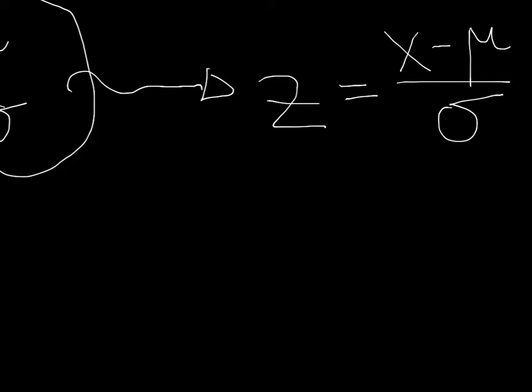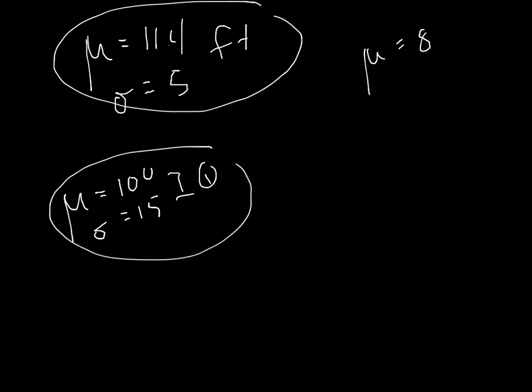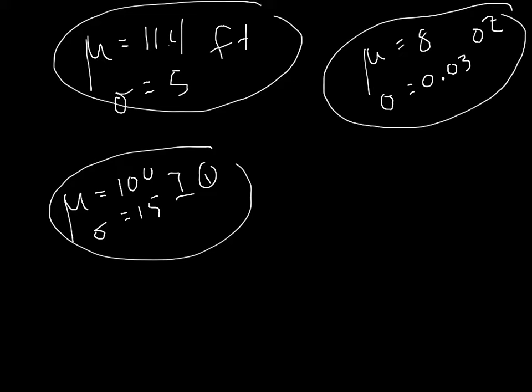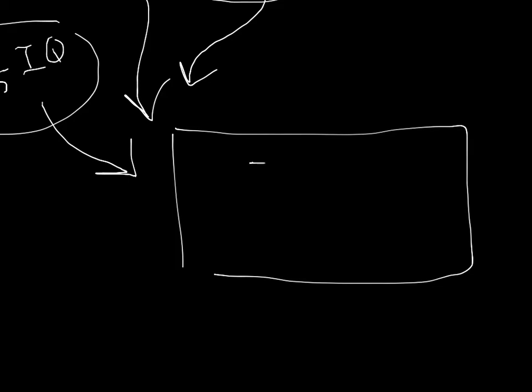So what we're going to see in this section, and really so often the rest of the course, is that you're going to be given, let's say, mu equals 11.4 and a standard deviation of 5. And maybe we're talking about feet. Mu equals 100 and a standard deviation equals 15. IQ. Mu equals 8 and standard deviation 0.03. Maybe ounces in a Starbucks cup of coffee. Whatever our situation, whatever mean we have, whatever standard deviation we have, we're going to convert to the universal translator. And that universal translator is the z-score. That's what we're going to do, is convert everything from x to z.